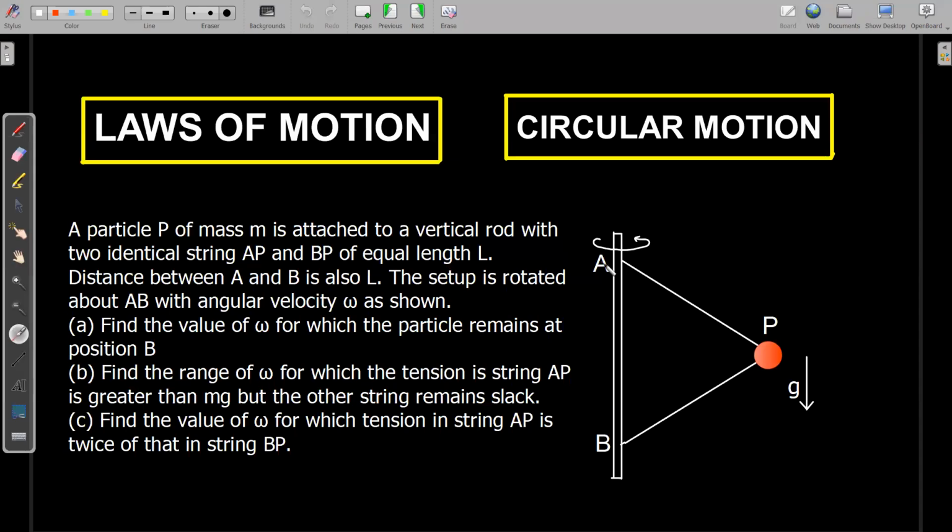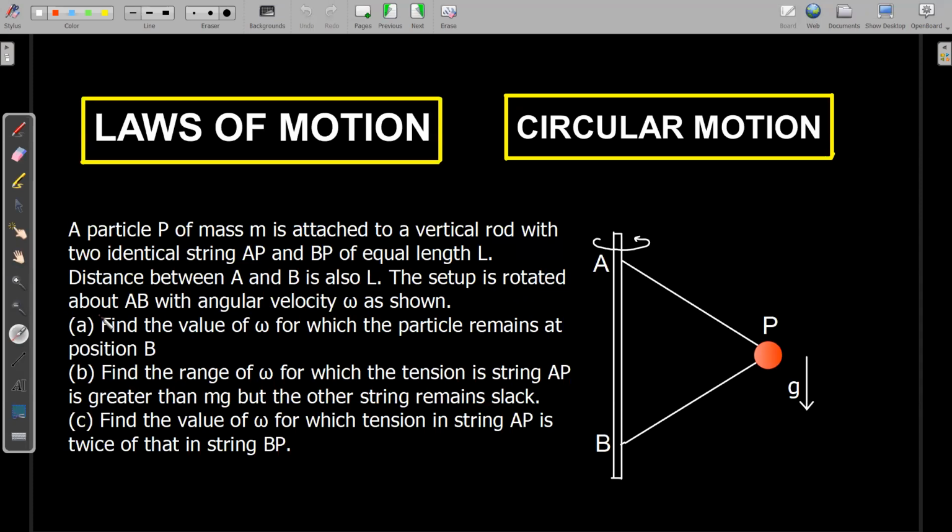So here we have a question on circular motion, which is basically targeted for JEE Mains. A particle P of mass m is attached to a vertical rod with two identical strings AP and BP of equal length. So these two strings are of the same length, and the distance between these support points A and B is also equal to L.